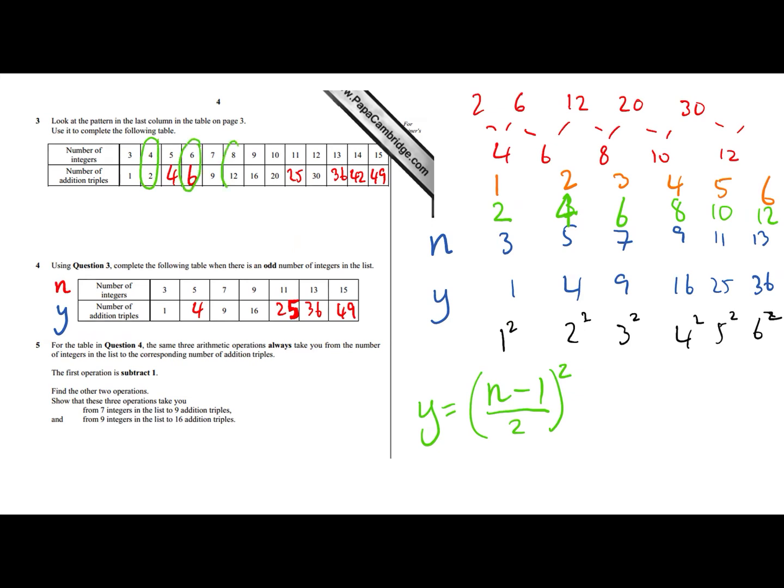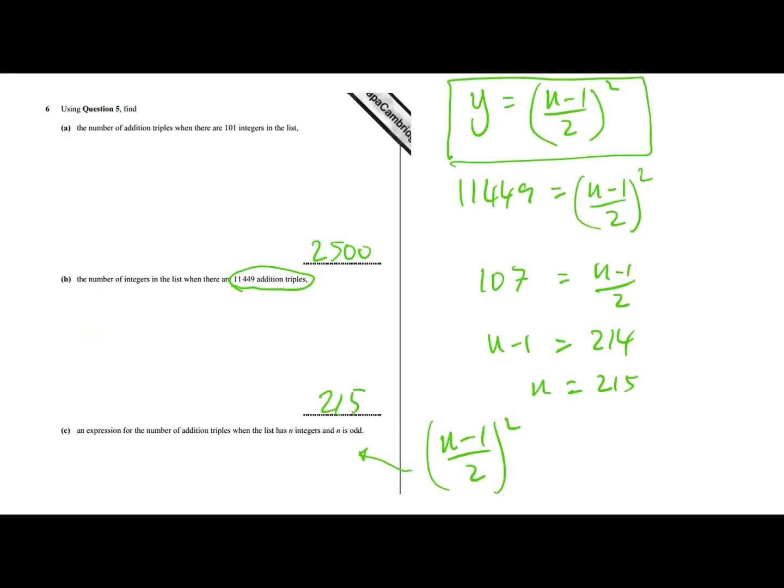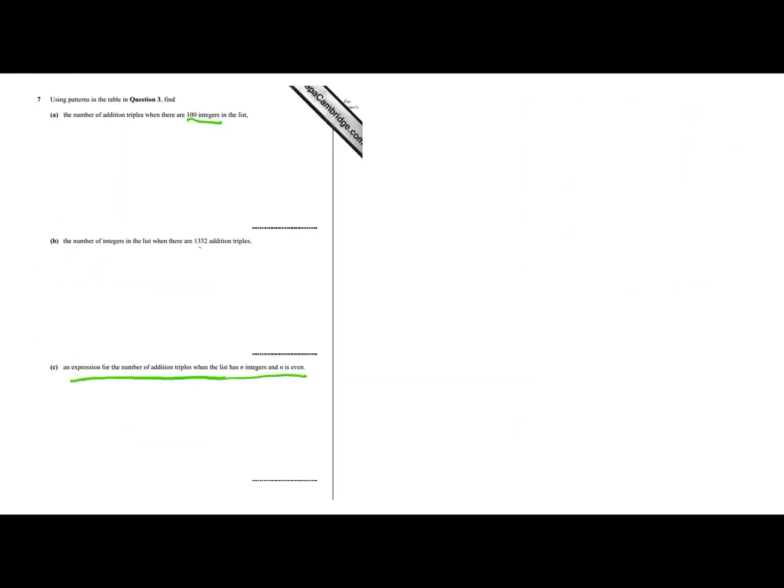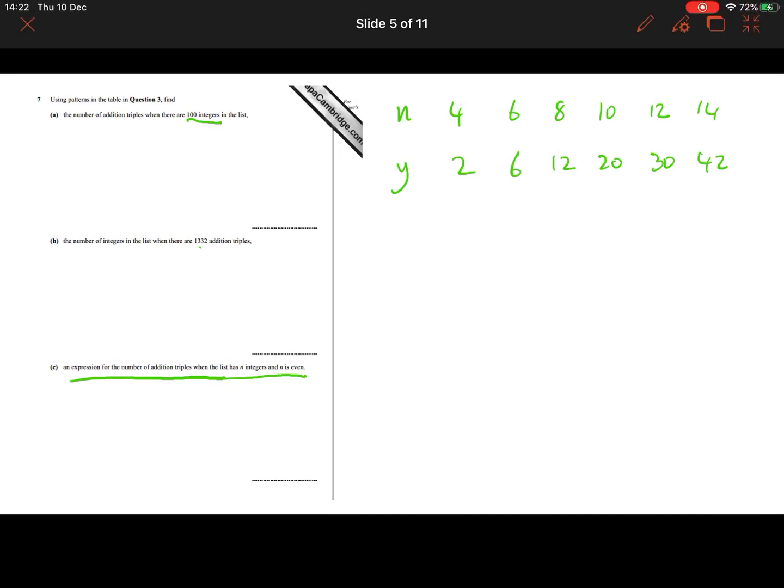Let's look at the table. These are your even situations. So we need a formula to connect them up. We've got n is 4, 6, 8, 10, 12, 14, and we've got y, we're told, is 2, 6, 12, 20, 30, 42.